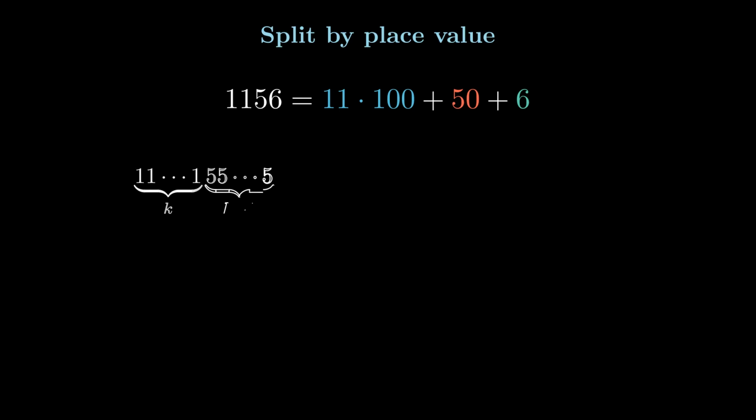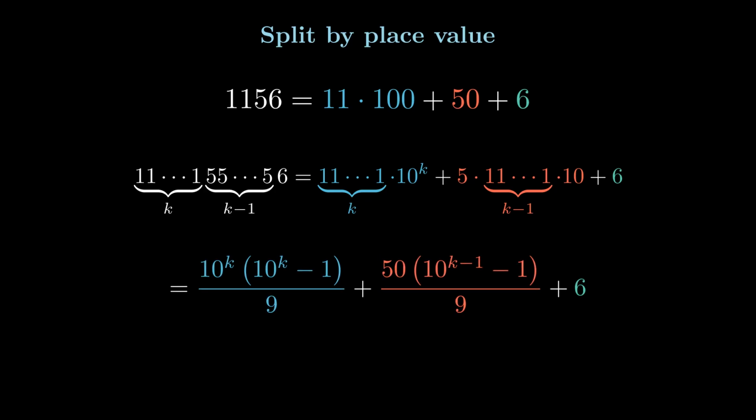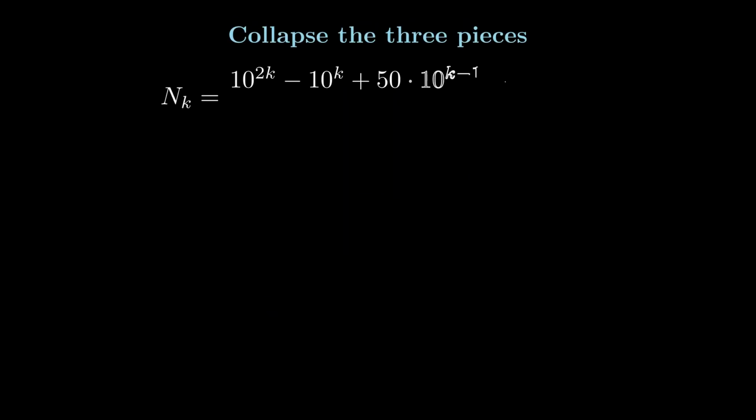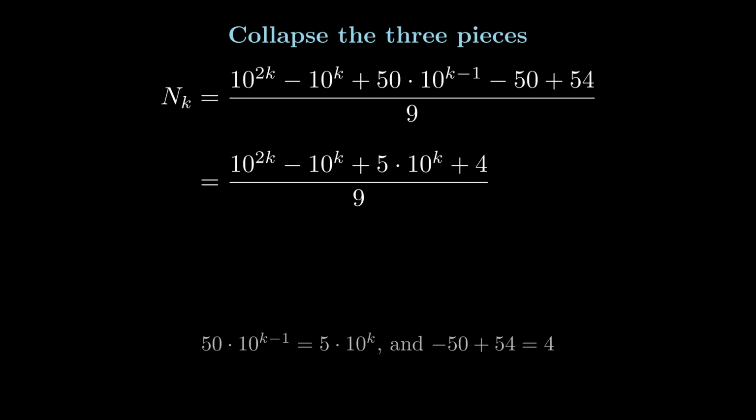In general, the block of k 1s is shifted up by 10 to the power of k. The block of 5s is 5 times the block of 1s shifted up by 10, and then we have the 6. Now we replace each block of 1s by the geometric series formula that we derived earlier. We put everything over a common denominator of 9 and expand. To simplify this expression, we use the fact that 50 times 10 to the power of k minus 1 is just 5 times 10 to the k, and minus 50 plus 54 is equal to 4. Therefore, the numerator is 10 to the 2k plus 4 times 10 to the k plus 4.